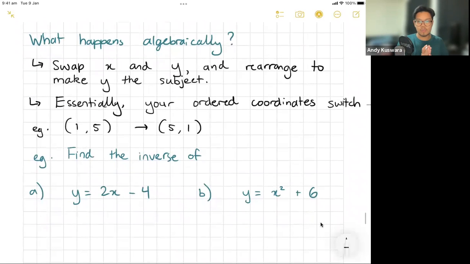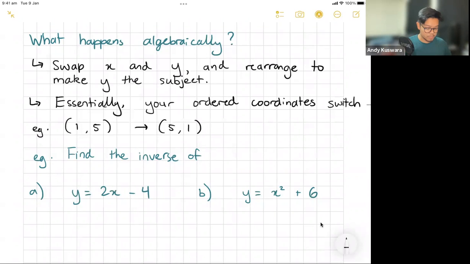So let's start with what happens algebraically when we try to get an inverse function. Now, what happens is it's kind of like we do the opposite. So the easiest way to do it is I want you to think of every x and y, we're just going to swap. We swap the x's and the y's, they swap over. And then the reason that we rearrange to make y the subject again is because we like our functions in terms of y, or our relations in terms of y. So y equals. What that actually just does, swapping the x's and the y's, it just changes your ordered coordinates. So for example, if x is 1 and y is 5, the inverse would be x is 5, y is 1. So they just swap over.